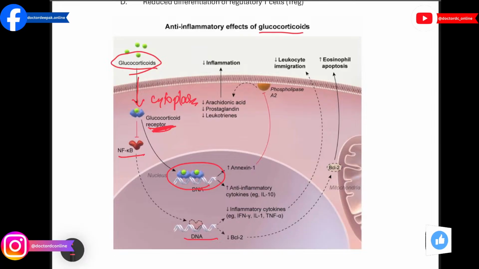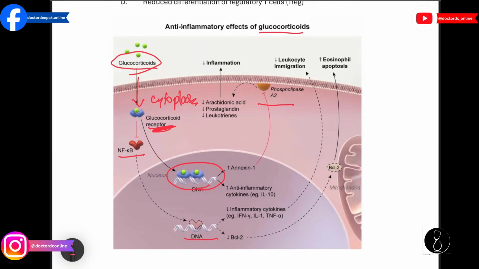First, there will be a decrease in the production of pro-inflammatory prostaglandins. If you guys know, there are two types of cytokines or mediators. Pro-inflammatory, which start inflammation, and anti-inflammatory, which decrease inflammation. So they first decrease the production of pro-inflammatory prostaglandins and leukotrienes through the inhibition of phospholipase A2.